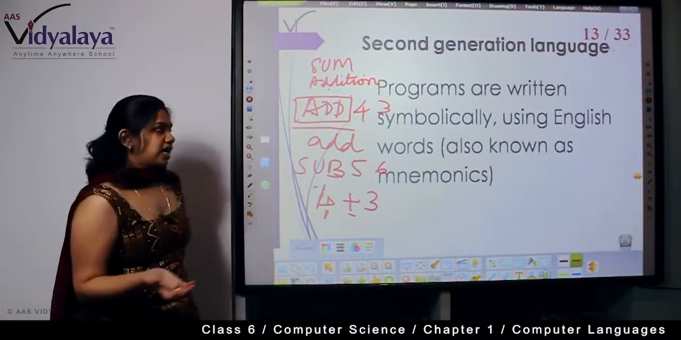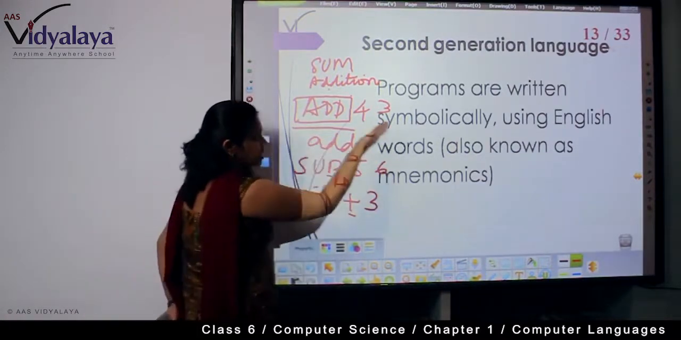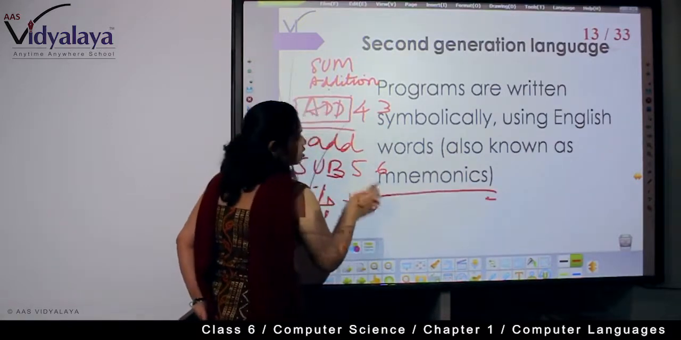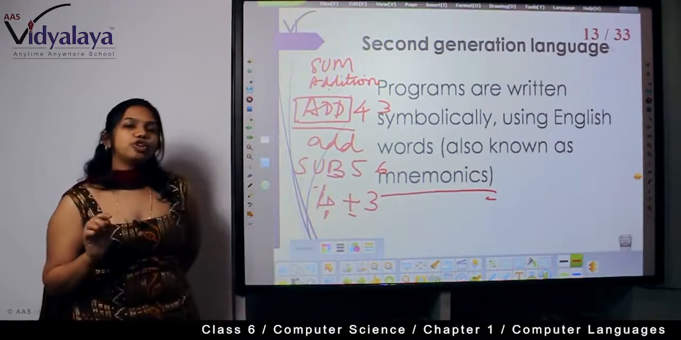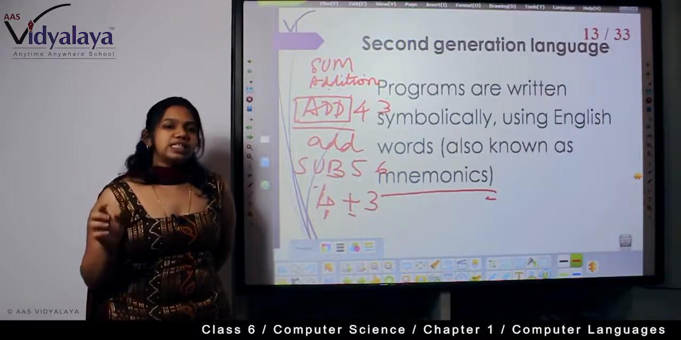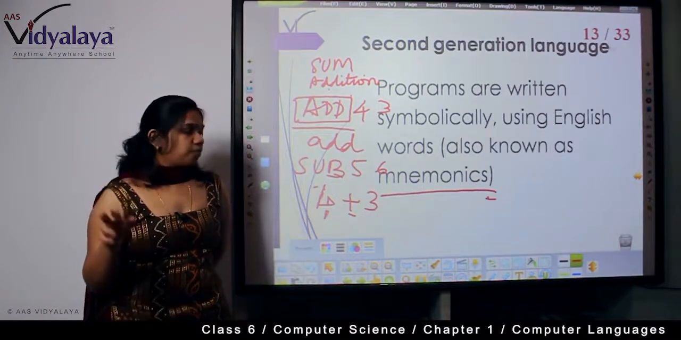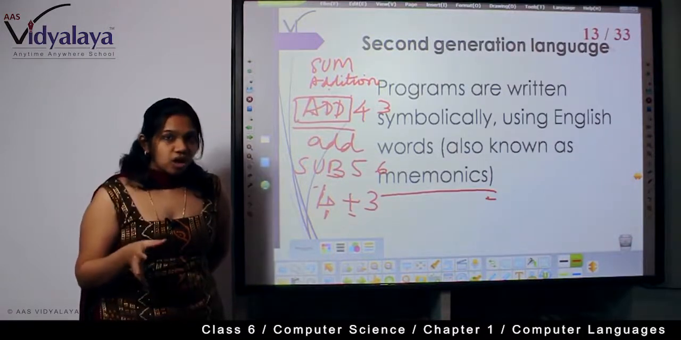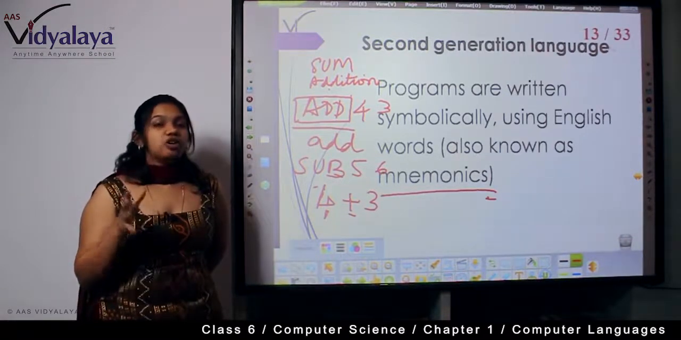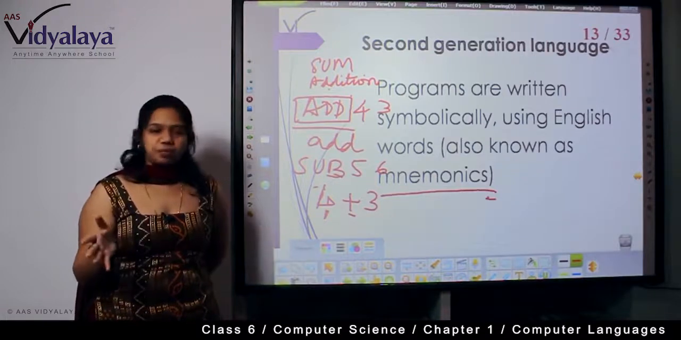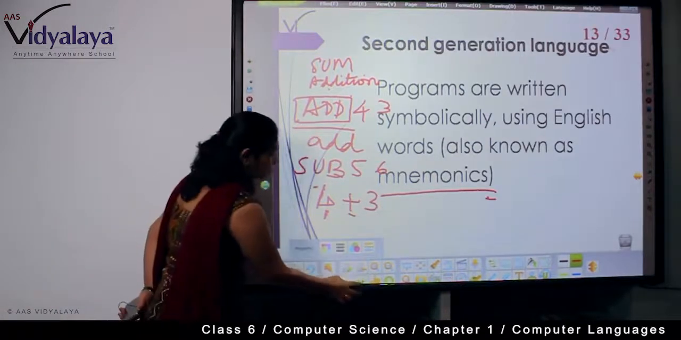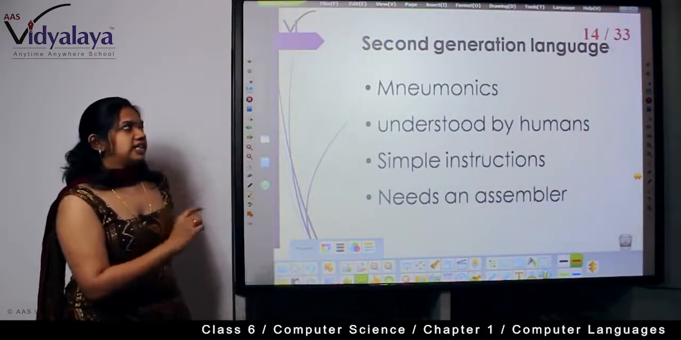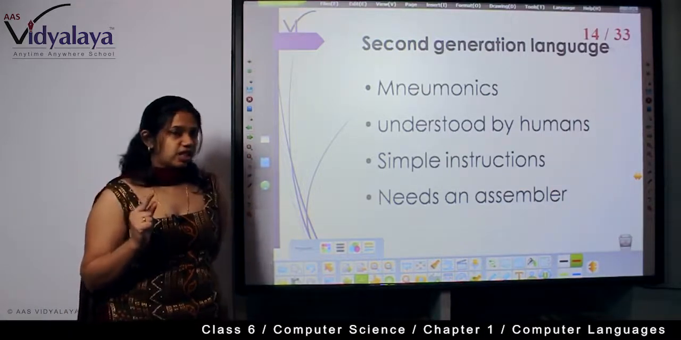Is that clear? Yes. So this form of representing symbolic words is called mnemonics. What do you call them? Mnemonics. MNEMONICS. Okay. These languages are also called assembly languages and also a mnemonics form of representation. Alright. Yes, mnemonics, that's what we saw right now.